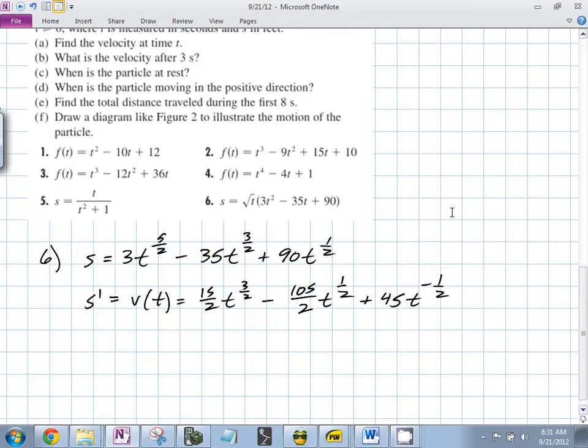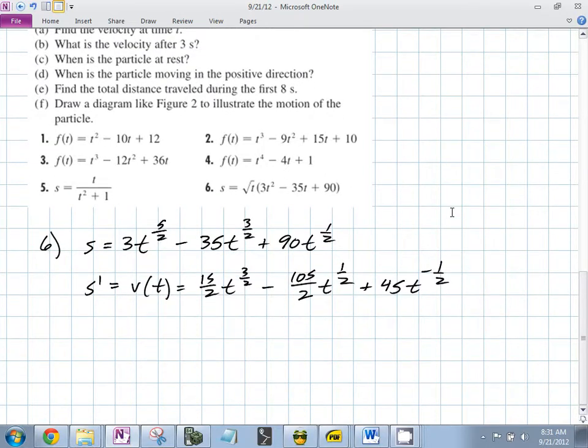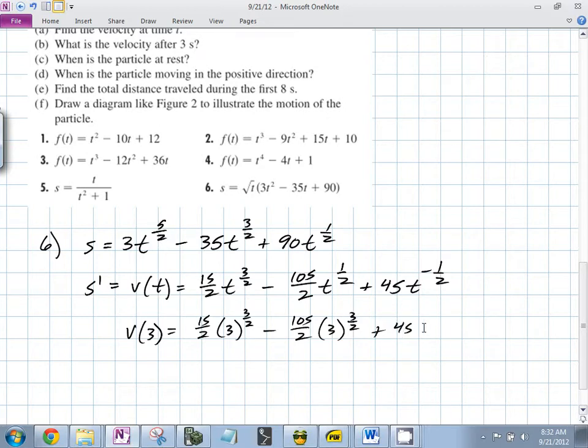What's the velocity after 3 seconds? That's just v of 3. 15 over 2 times 3 to the 3 halves, minus 105 over 2 times 3 to the 1 half, plus 45 times 3 to the negative 1 half. There's the velocity. Could you type that into your calculator and get a numeric answer?